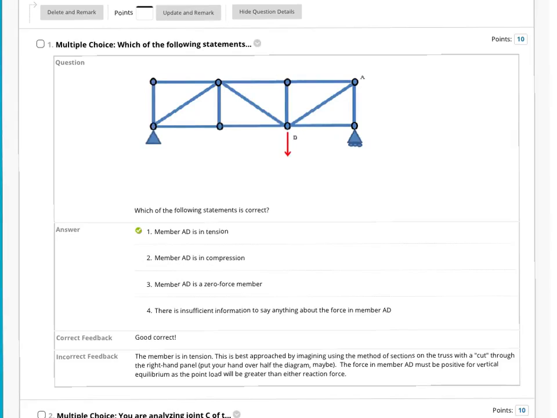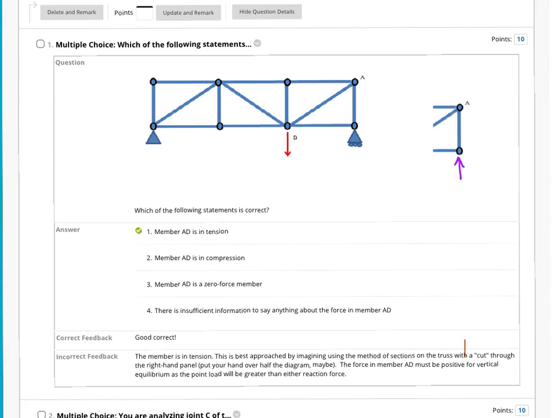For the first problem, if we take a section through the right hand panel, then we will achieve something like this. Now, one thing quickly you have to find out is the direction of the reaction force on the right hand support.